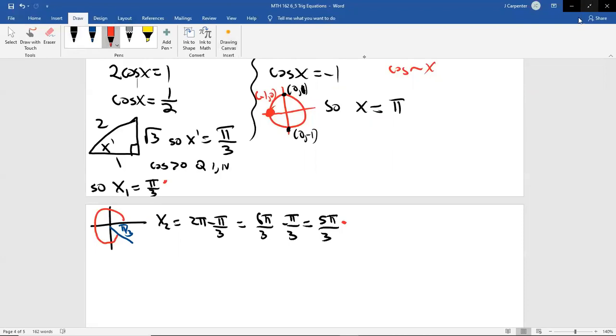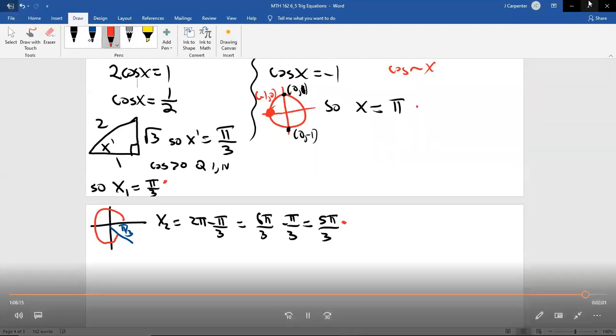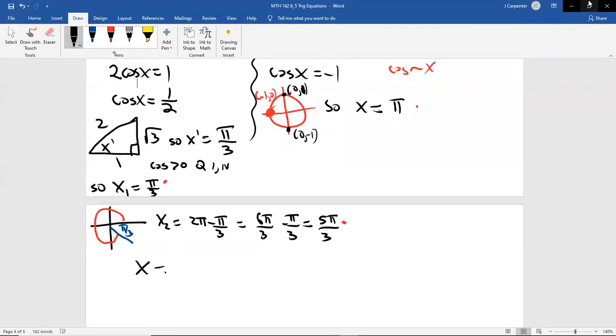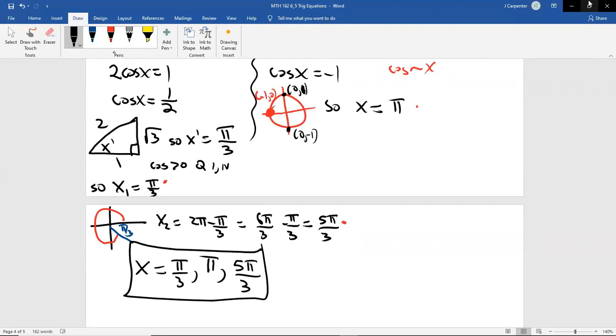So here is our third solution. So we got x equals, for all of them together, pi over 3, that was our first one. I'm going to put these in order. Pi occurs next. They don't have to be in order unless it says, and I don't think it tells you to do it that way. And then 5 pi over 3. Again, if there were no restrictions, I would be adding 2 n pi to each of these. There were no restrictions, so we're done.